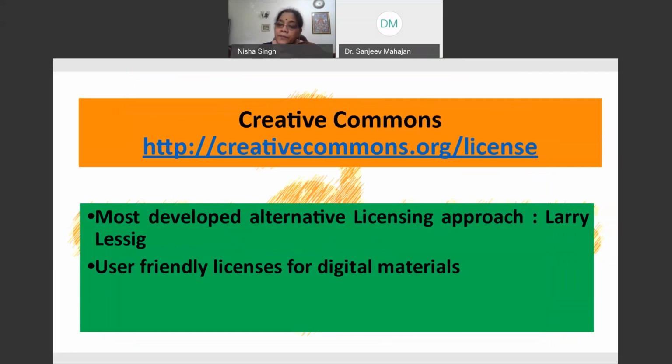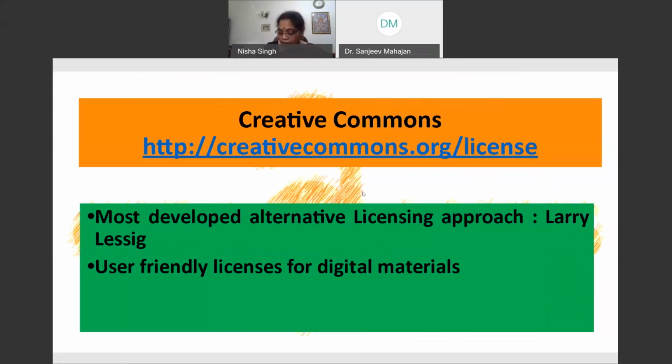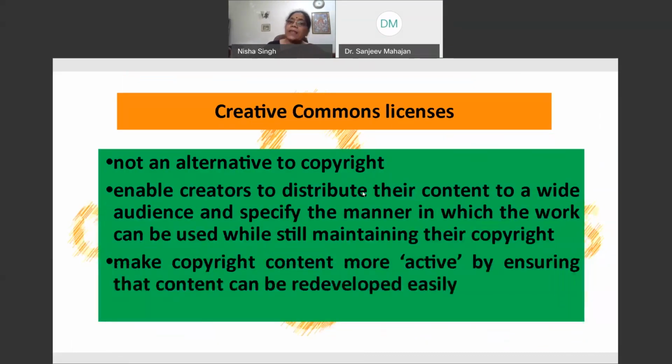So for openness, the license that comes is Creative Commons. creativecommons.org, you can go to it, I am not going right now, maybe a little later. This was devised, as I said, by Larry Lessig. It is the most user-friendly license for digital material. It is not an alternative to copyright. It's not that we kept copyright on this side and Creative Commons on that side. No, Creative Commons are built on the copyright. They are not alternative to copyright.